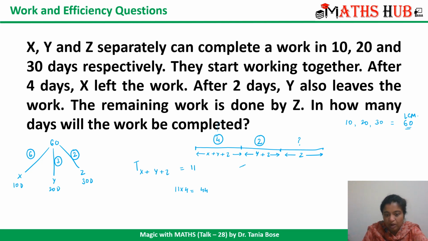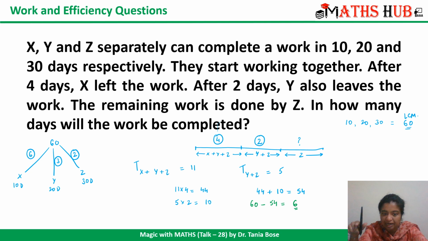Then Y and Z are working for 2 days. So what is the total efficiency of Y and Z? It is 3 plus 2, 5, right? So how much part of the work is done? 5 into 2, that is 10. That means 44 plus 10. That means out of 60, 54 parts of the work are done. That means how much work is left? The work that is left is 60 minus 54. That is 6 parts of the work left.